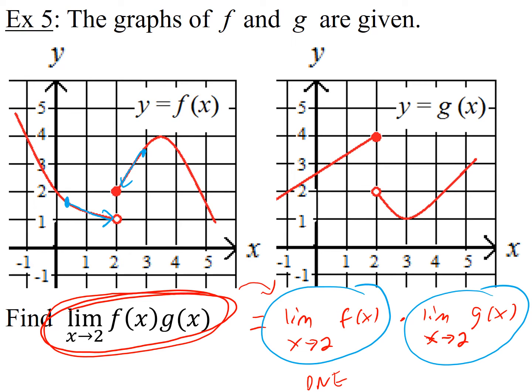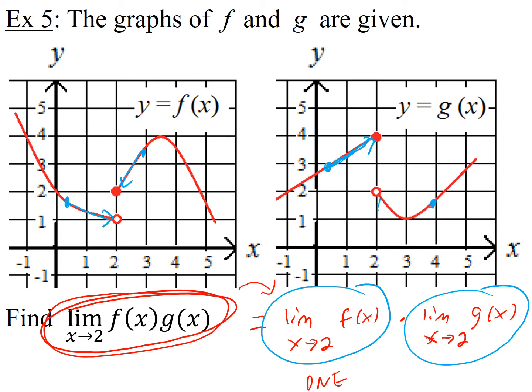Let's go ahead and look at g. The limit as x goes to 2 of g. If you start on the left of 2, let's say we start here, and we move towards 2, we head towards this filled-in circle here, which is at 4. That tells me the limit as x goes to 2 from the left of g is 4. We start on the right of 2, so we start somewhere here, let's say, and we follow the graph towards 2.